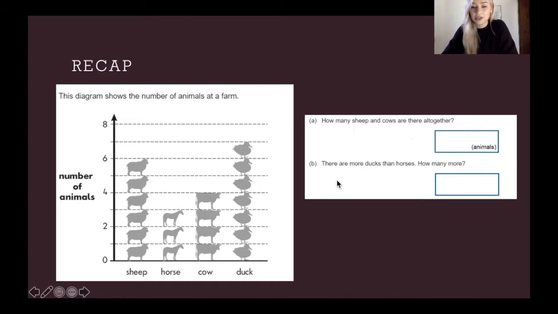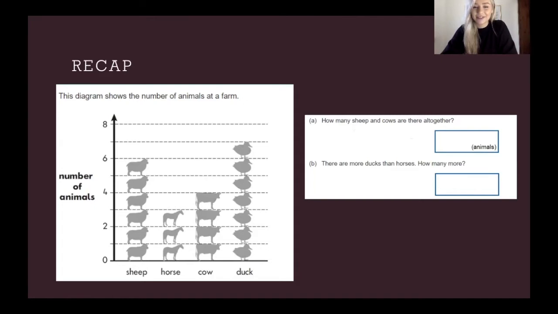The second question says, there are more ducks than horses. How many more? It doesn't mean how many horses are there in total or how many ducks are there in total. It says, how many more ducks are there than horses? Pause this video to have a go.